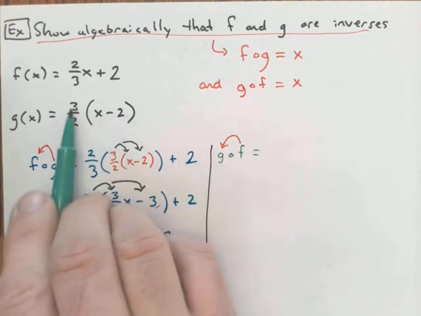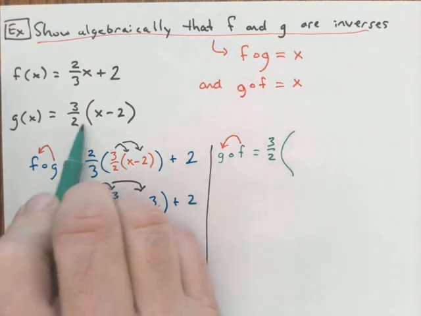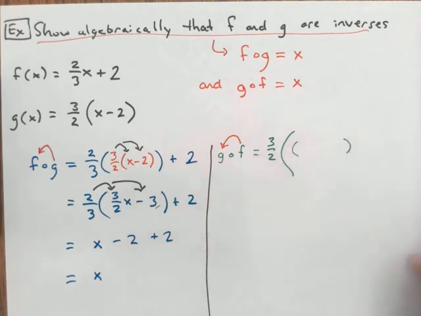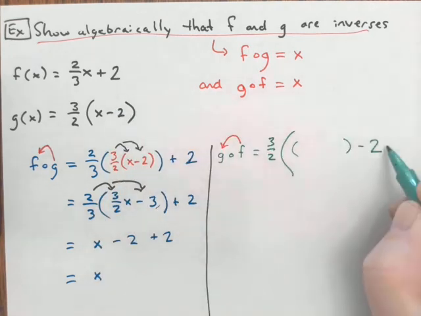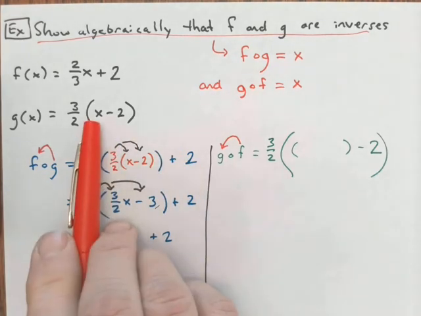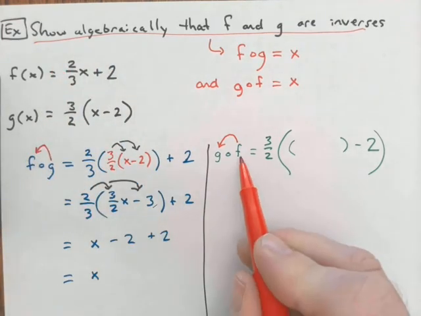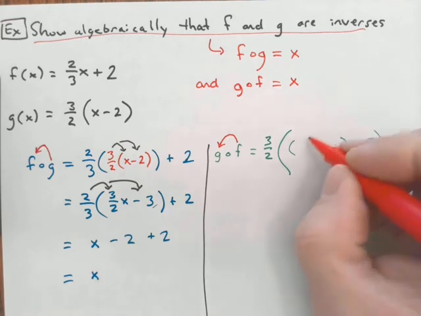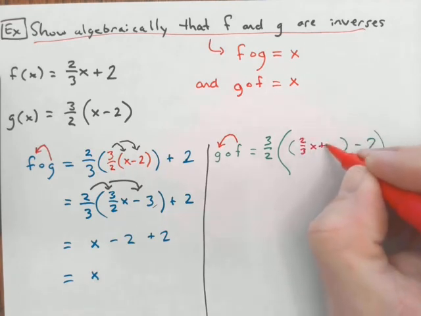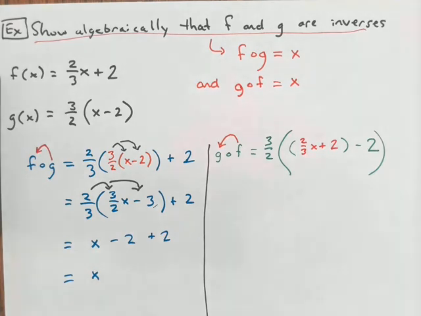So I'm going to copy down function g, which is 3/2, and then we have parentheses, and then I have an x, so I'm going to replace that with some parentheses, and then a -2, and then we close our parentheses. So that is what function g looks like if we replace the x with some parentheses, and now in place of that x, I'm going to put the second function, which is 2/3 x plus 2. So now it's set up. Now we just need to simplify, and again, we know f and g are inverses, so I already know the answer is going to give me x.